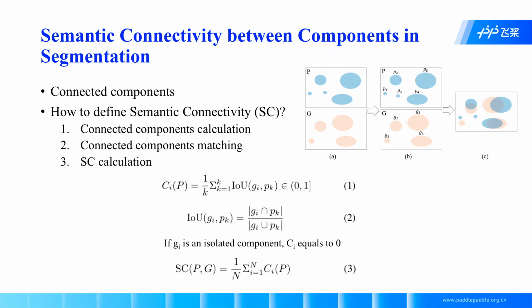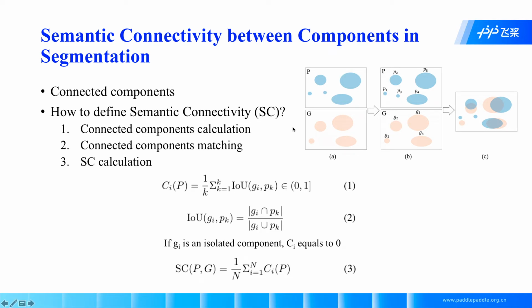We define a new concept, namely semantic connectivity, to represent the segmentation results and ground truth. Specifically, we use the connected components to represent the completeness of portrait segmentation. In portrait segmentation, we take the region of a portrait instance as a connected component. So, how to define semantic connectivity?